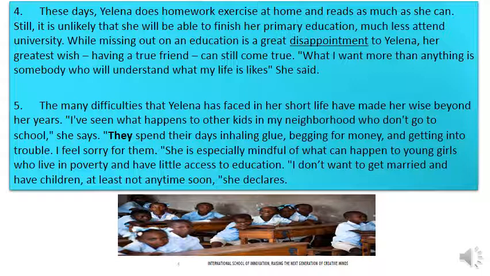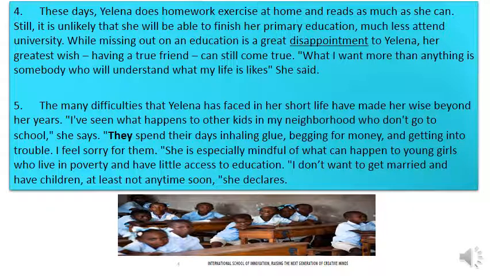She says, the many difficulties that Yelena has faced in her short life, the first thing is that she lived with her grandmother without her real parents. She didn't have a birth registration. She was unable to go to school. Then she moved to live with her mom, her stepfather, and her new brothers and sisters, working at home, washing clothes, washing dishes, cooking. All of these difficulties that she faced in her short life had made her wise beyond her years. It means they made her as if she is older than 13 or 14 years old. Now she understands life more.